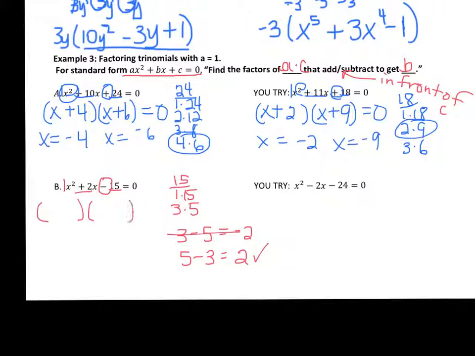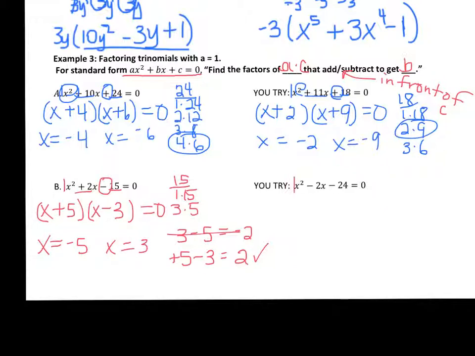So we have our two x's inside the parentheses, x and x, and the 5 is positive, and the 3 is negative. So the two zeros are negative 5 and positive 3.